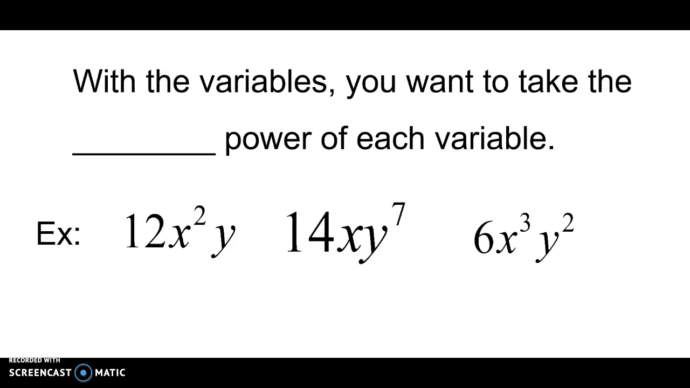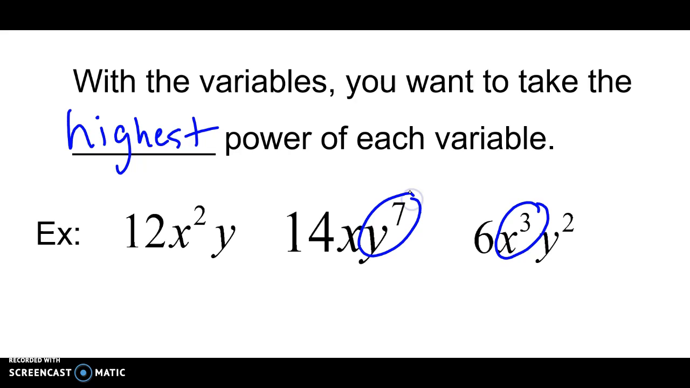Here's a really important big idea. With the variables, you want to take the highest power of each variable. So for example, if we were finding the least common multiple of these three numbers, we would be taking x cubed, because it would include x squared and x, and we would be taking y to the 7th. It includes y and y squared and y to the 7th.